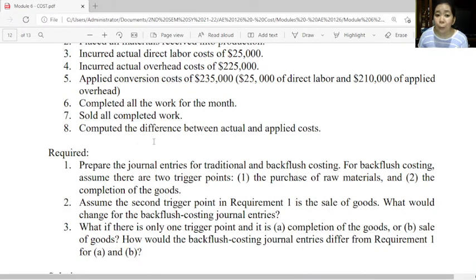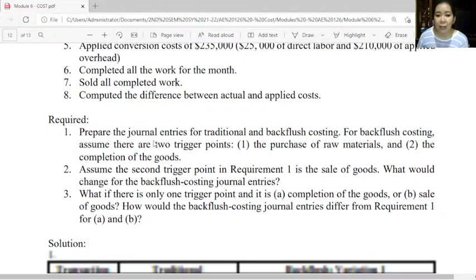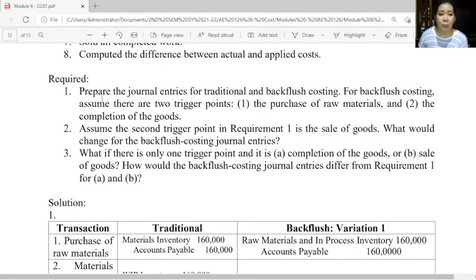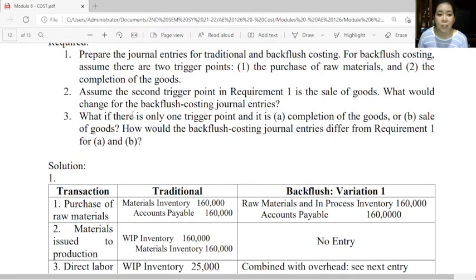They completed all the work for the month, sold all the completed work, and then computed the difference between actual and applied factory overhead costs. For requirement number 1, the trigger points are raw materials and completion of goods. For the second requirement, the trigger point is sale of goods. For the same requirement, meaning the first, purchase of raw materials and sale of goods is the trigger point, and then the third is only completion and/or sale of goods.